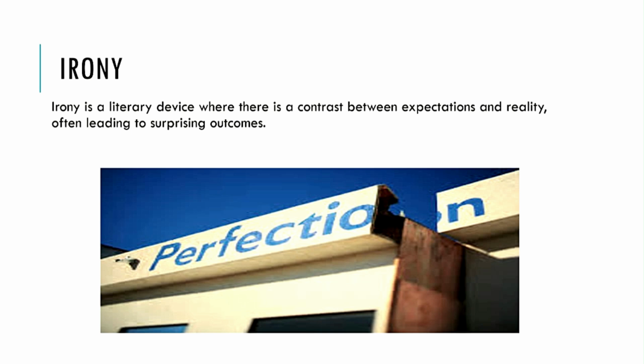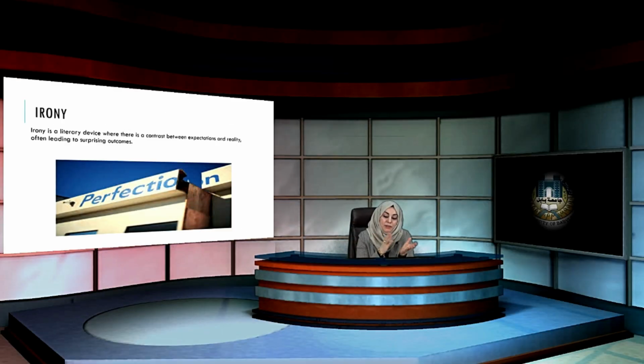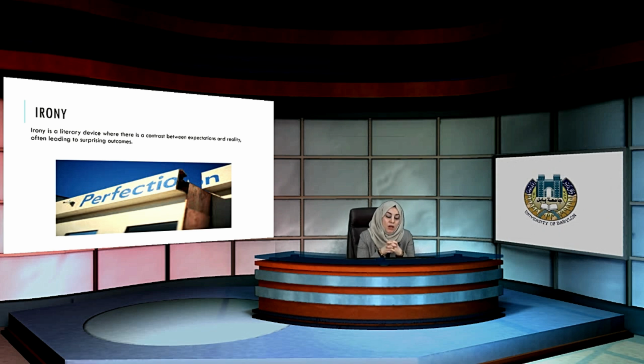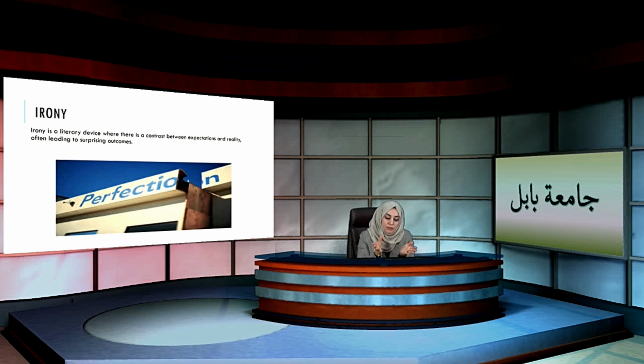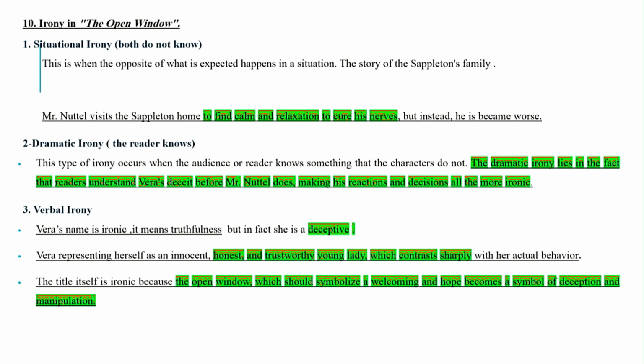Now let's deal with the irony. Here we have a photo. You can understand the meaning of irony. Irony is also a literary device where there is a contrast between expectations and reality, often leading to surprising outcomes. So you can see that the building is supposed to be perfect because there is the word perfection above the building, but the opposite is clear.